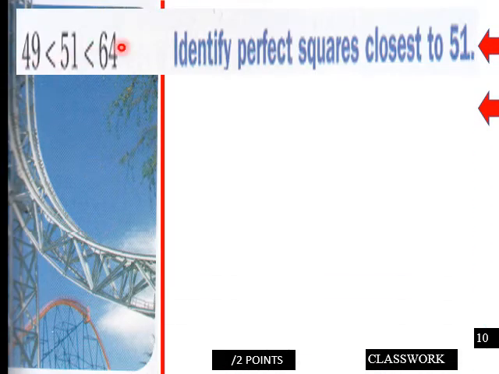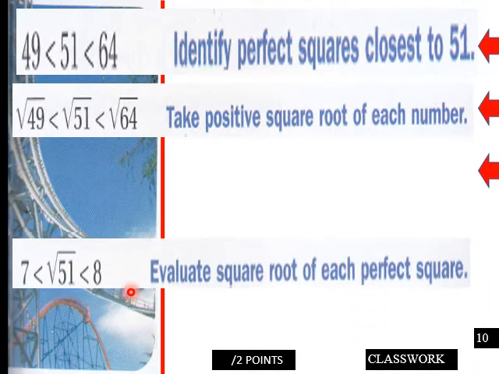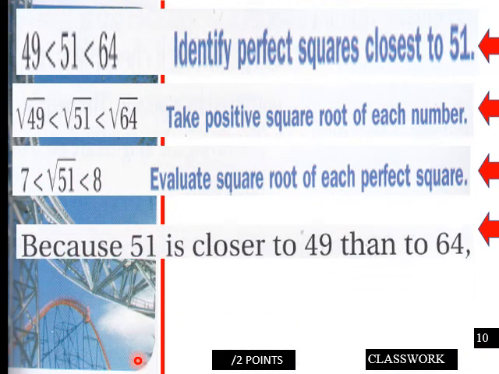And then we can use inequality again. Identify the perfect square closest to 51. This is the way you would set that up using radicals. Then 7 is less than the square root of 51. So that's the way you can approximate what your square root is if you're not using a calculator.